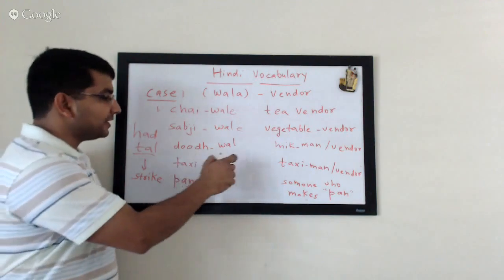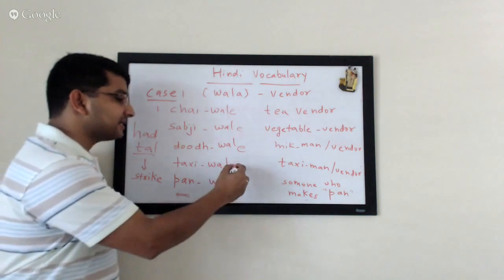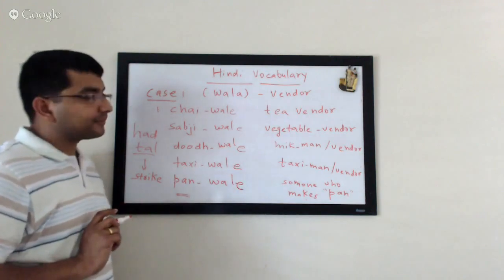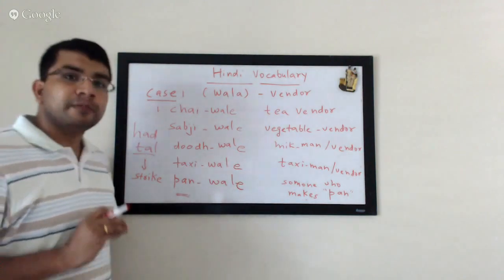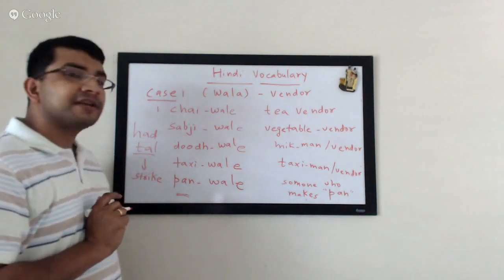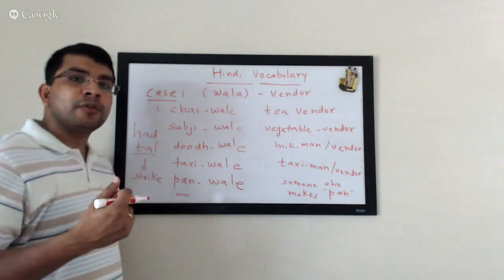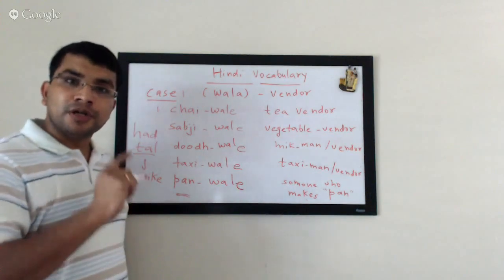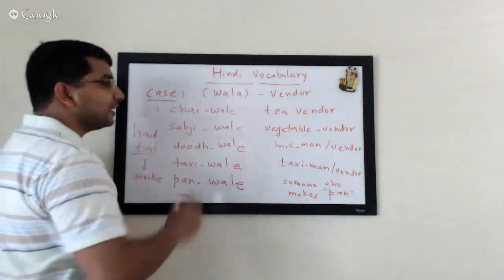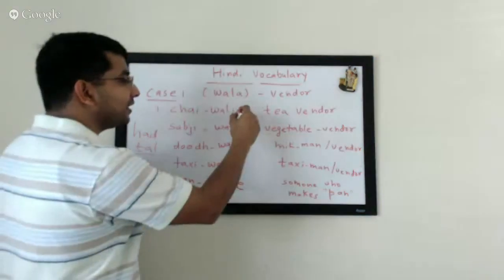Okay, so the next one is doodh wale. Again, masculine plural. Taxi wale and pan wale, masculine plural. So we covered masculine singular and feminine singular. This was masculine plural. What about feminine plural? The easier way to remember is to always take one example. When you have ladki, you have ladkiyan, right? Similarly, if you have chai wali singular, the plural would be chai waliyan.